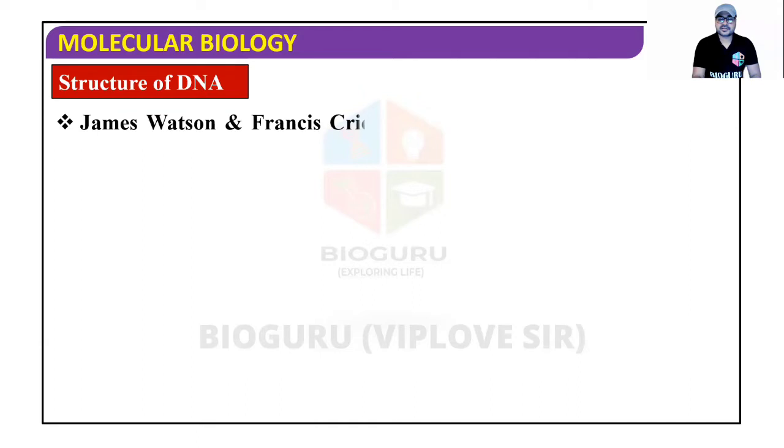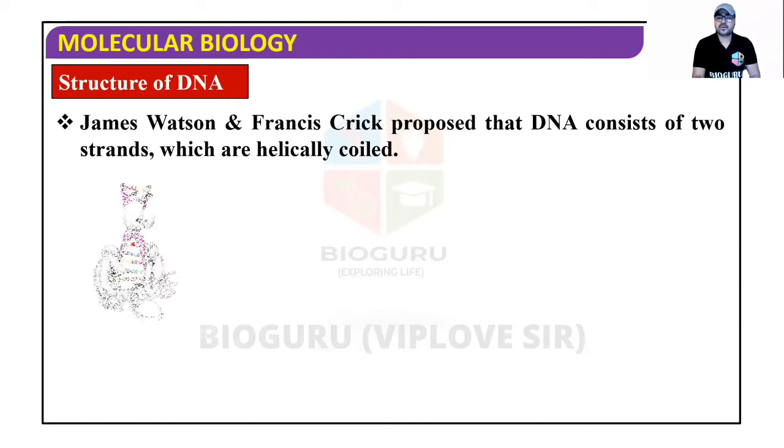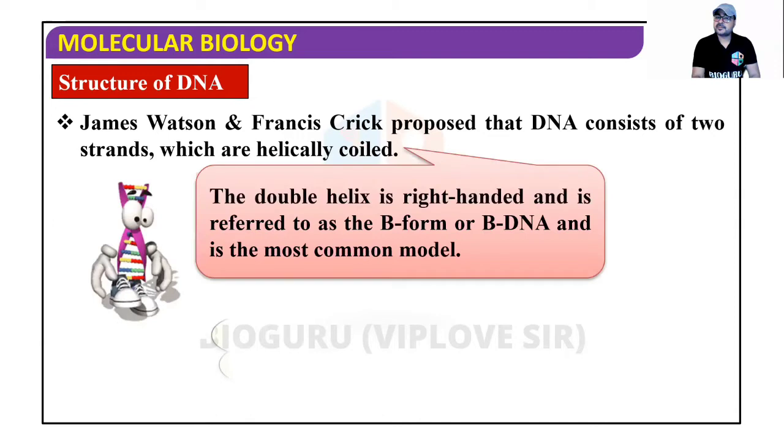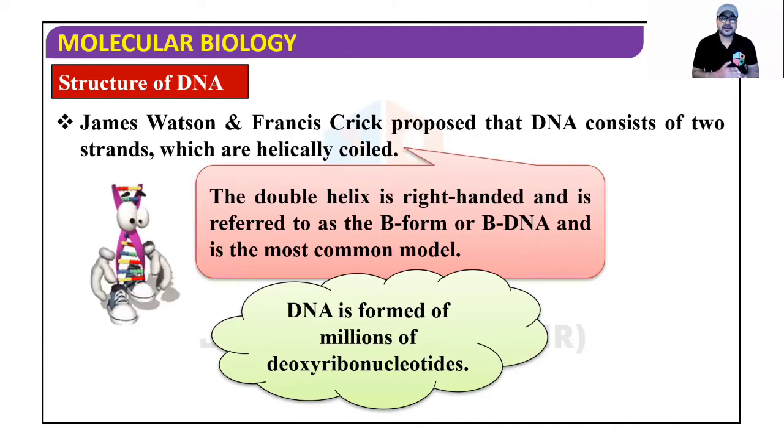So now, the structure of DNA. James Watson and Francis Crick proposed that DNA consists of two strands which are helically coiled. The double helix is right-handed and is referred to as the B form or B-DNA and is the most common model. Of course there are many types of DNA: A-DNA, B-DNA, C-DNA, D-DNA, E-DNA, Z-DNA, but B-DNA is very common. What we read in books is actually B-DNA.